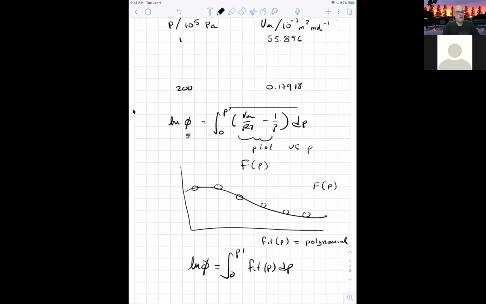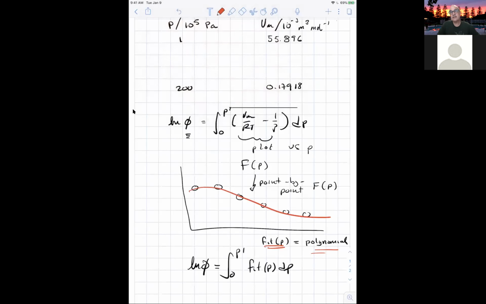I should use different colors. We're going to do our fit to those points, right? So now we have a continuous function. If we have a continuous function, we can numerically integrate that, right? And so this is going to be some number, and then we're going to be able to find out what the phi is. So that's what we're going to do.